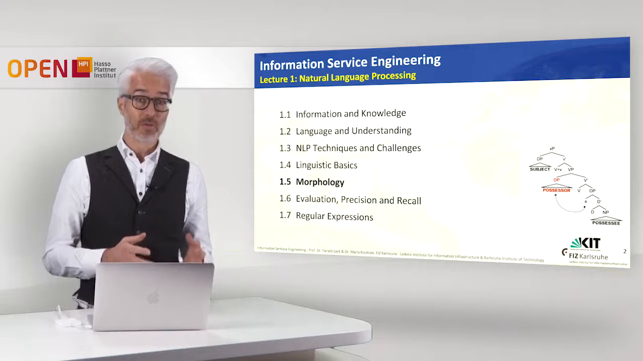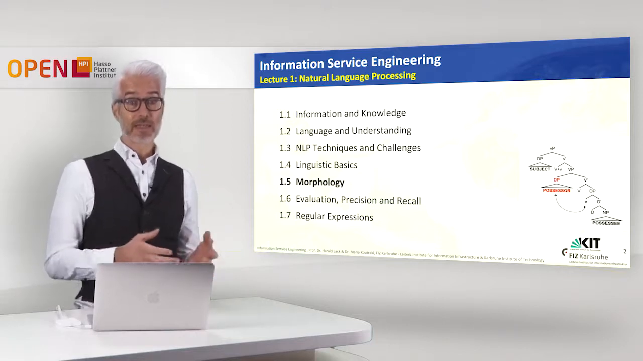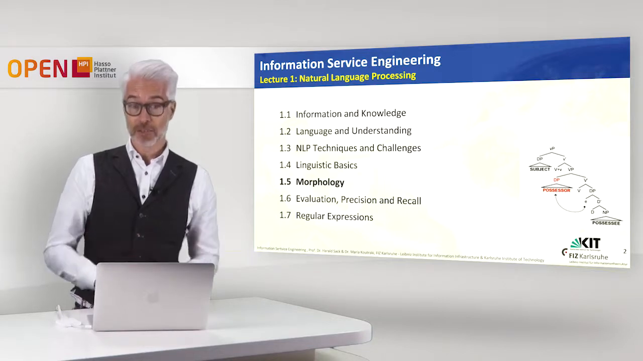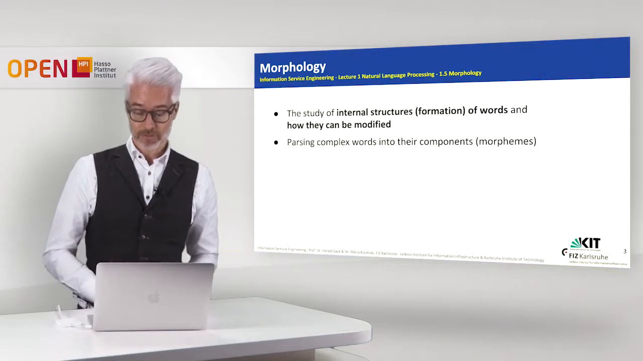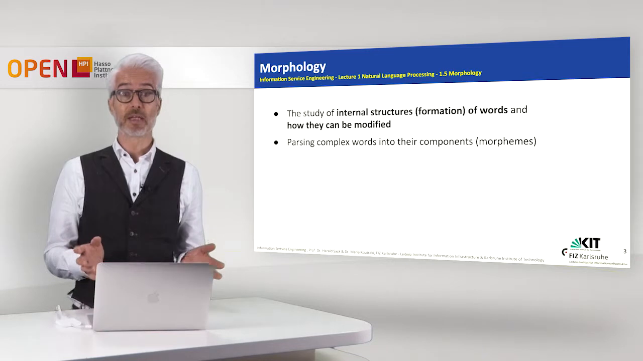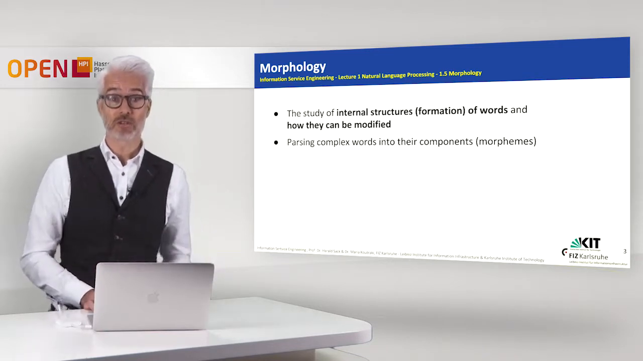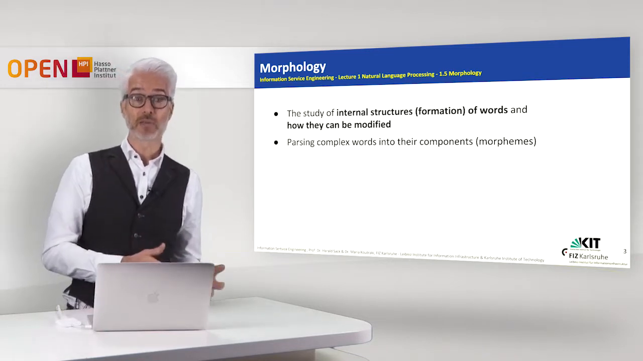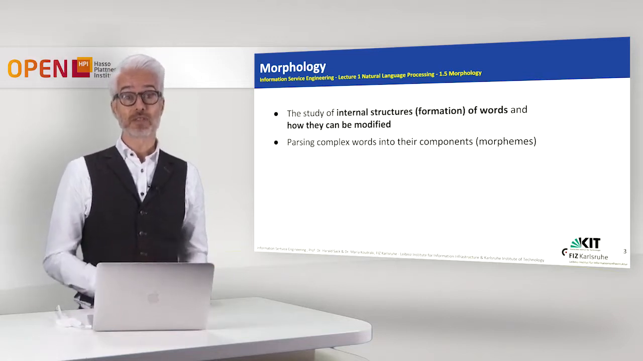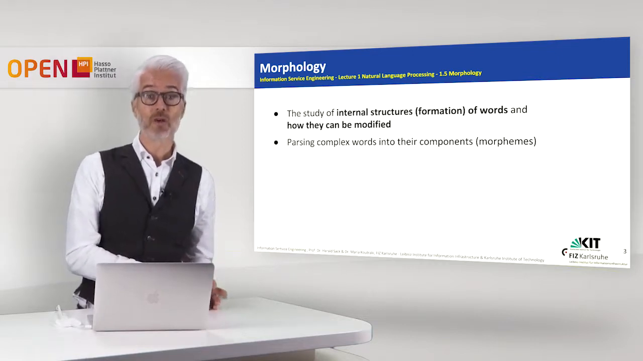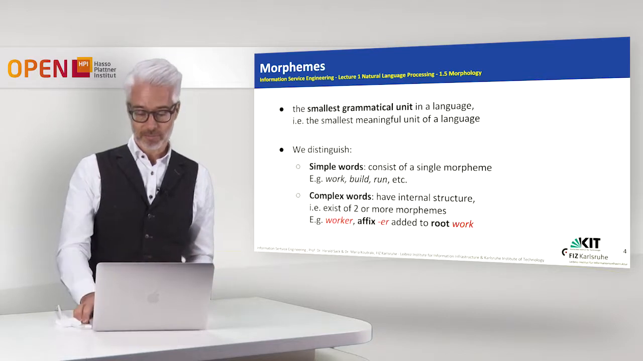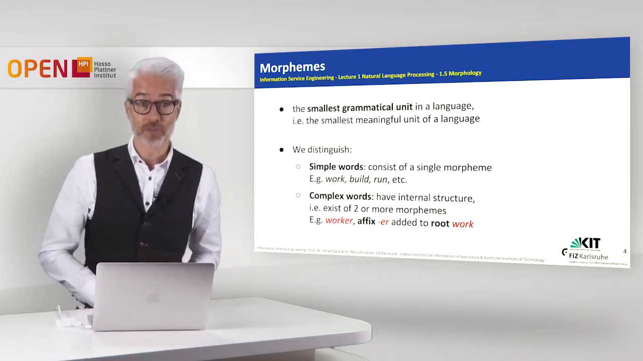And as you know, a word in a language might come in several disguises, and they influence the meaning of the word. And this, of course, is being taken care of in morphology. So what is morphology? Morphology is defined as being the study of internal structures or the formation of words, and how words can be modified and change, and by that also their meaning. It's also the parsing of complex words into their components, which are called morphemes. So this is morphology, and this is the subject of this part of the lecture.